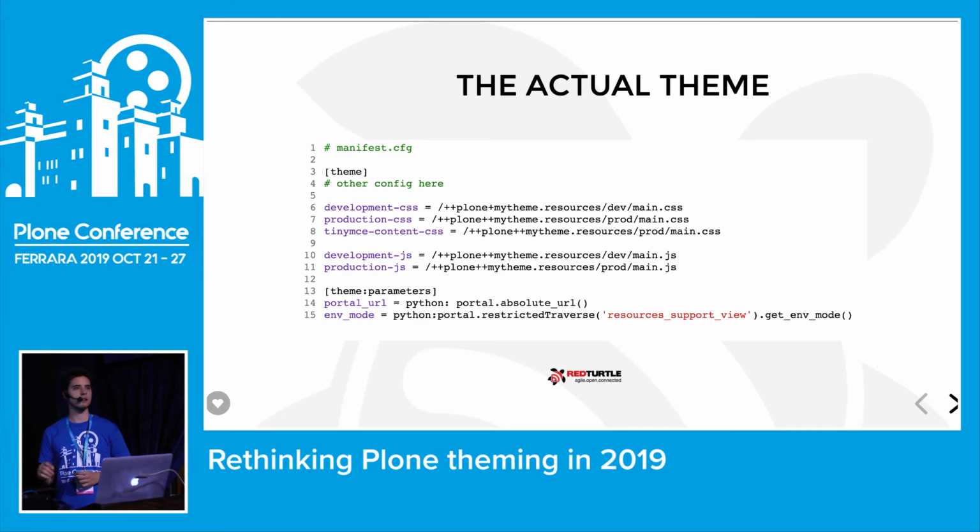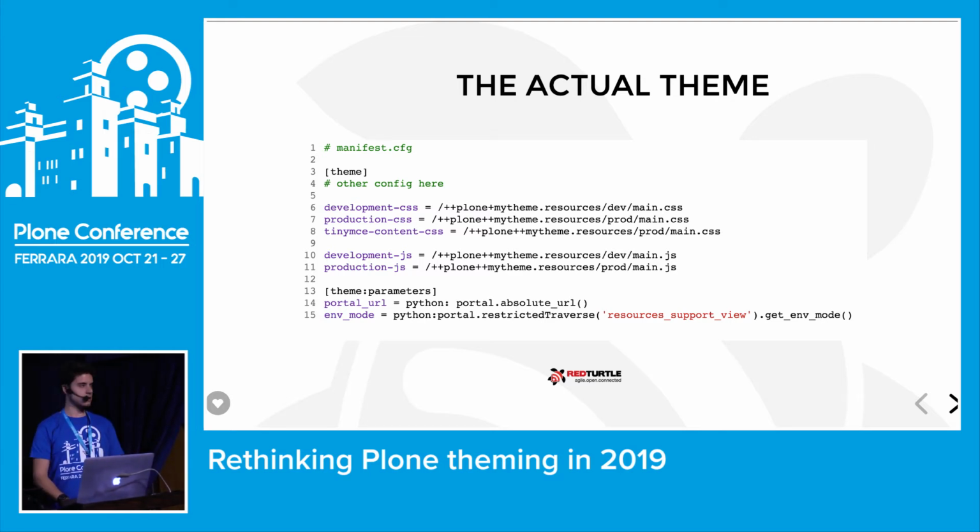We have a regular Plone theme in which we have the manifest, and we take the resources from our setup API and npm mixed add-on, which in the example is called myteam.resources. Here we have dev resources and prod resources, and we will look at that later.